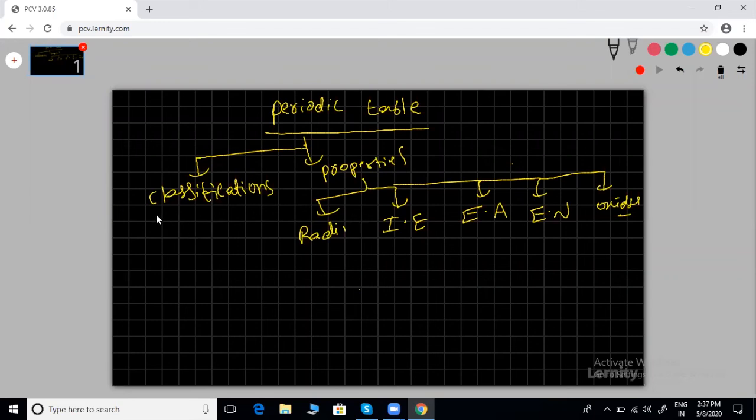Classification we don't want to discuss here. Total 18 groups. And how many periods? 7 periods. So the 7th period is the incomplete period. We know that one. And 18 groups, you know. So some important points about the periodic table we will discuss.